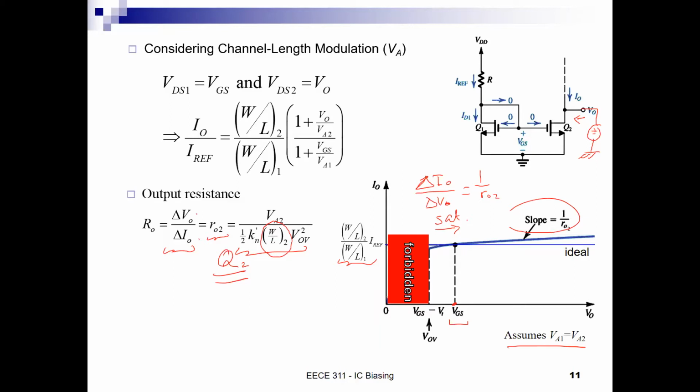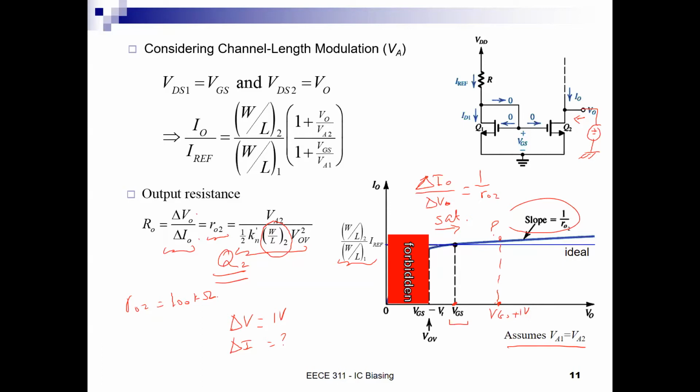So if we tell you that RO2 is equal to, let us say, 100 kilo ohms, and we tell you that at VGS my current was IREF, how much will be the current at VGS plus 1 volt? Will you be able to figure that out? Yes, we can write an equation. My delta V is really 1 volt, and I will find delta I from it, and then I will add it to I reference, right?